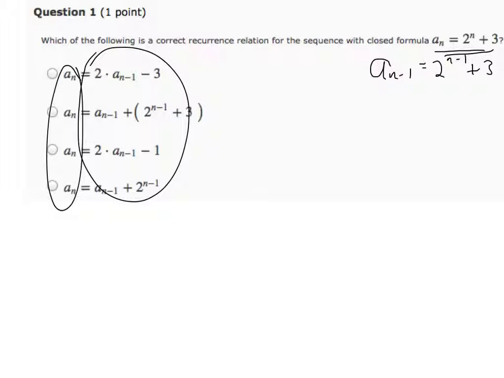The reason for doing that is that I now have an algebra expression for a sub n minus 1 and an algebra expression for a sub n. So each of these equations is really just an algebra equation, and we're asking if it's true. So for example, the first one says a sub n equals 2 times a sub n minus 1 minus 3. So instead of a sub n, I can write 2 to the n plus 3. And the question is, is that algebraically equal to what I would get by putting on this side, instead of a sub n minus 1, the expression that a sub n minus 1 is equal to.